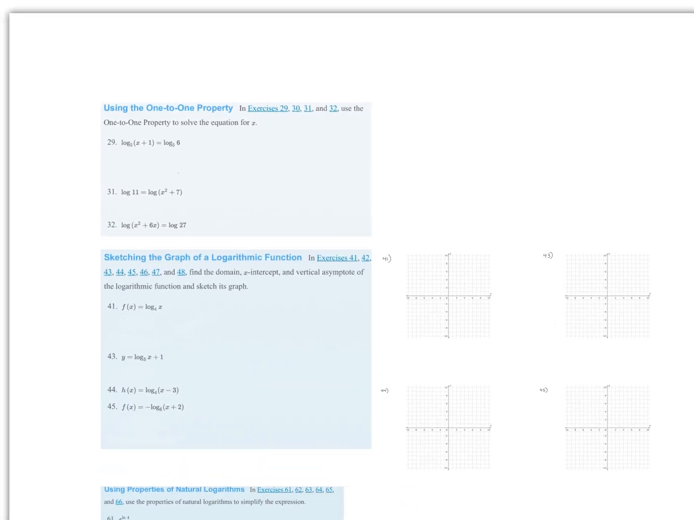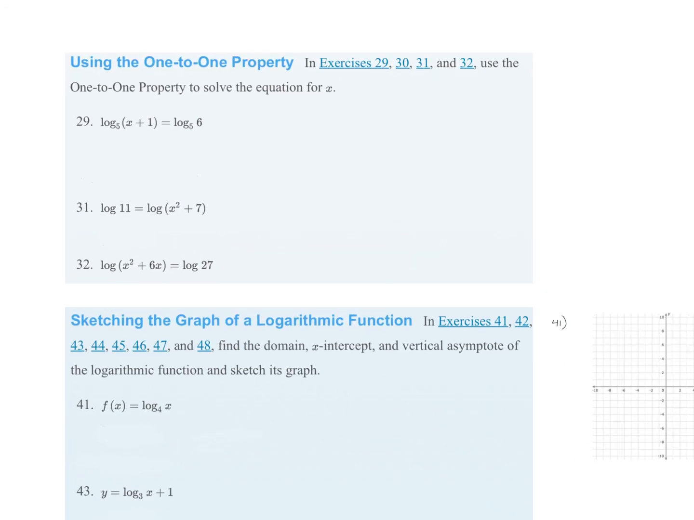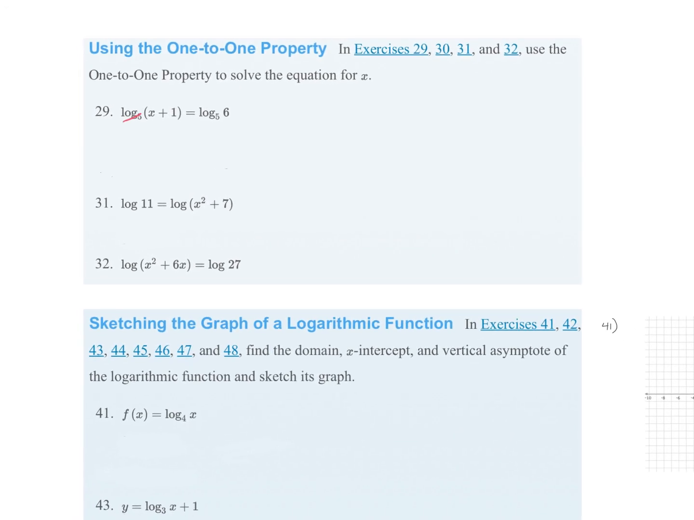Now we get over here to logarithmic functions, and again, we have some more. I'll do a few of these because these are kind of quick. Again, log base 5 equals log base 5, and so we know that the two parts, x plus 1, must equal 6, so x is 5. Again here, this is log base 10, so 11 equals x squared plus 7, minus 7, minus 7. We get x squared equals 4. Now here, I'm going to do the square root, so I'm going to do plus minus. So x is plus minus 2. Okay, so I had to do both.